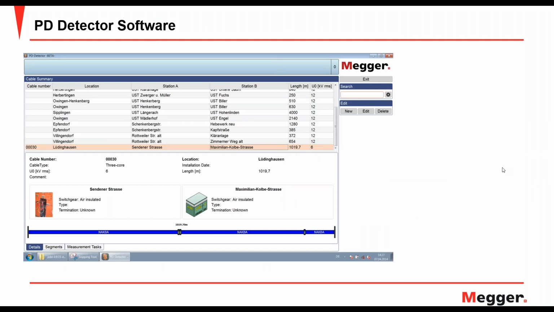Now here we have an example of the PD Detector software. What I wanted to do here was step you through the software for doing a partial discharge measurement, just to give you a visualization of what may happen.